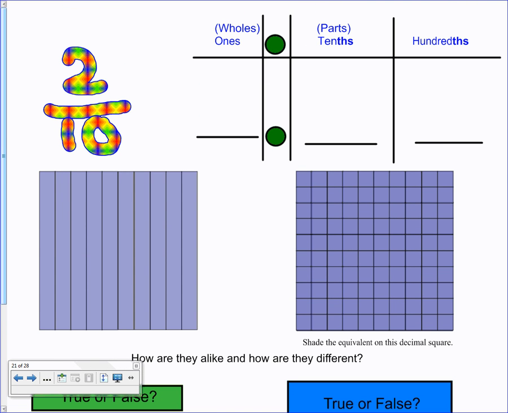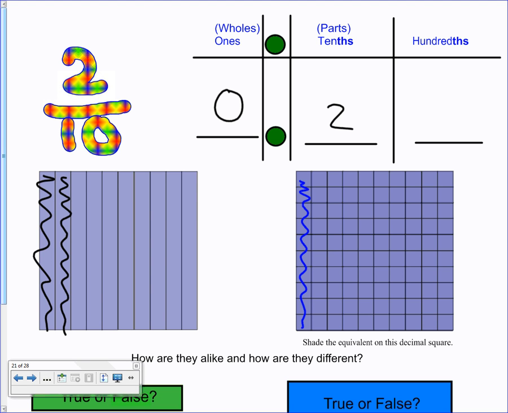So 2/10 could be written as 2 whole. I'm sorry, just kidding. 2/10 would be written as 0 and 2/10. So how would it look? It would look like this right here. But what if I cut that apart and I made it into 100 pieces? How would it look over here? Let's use blue.